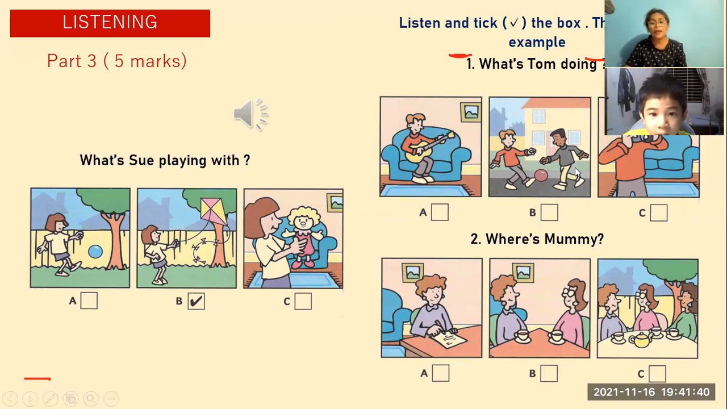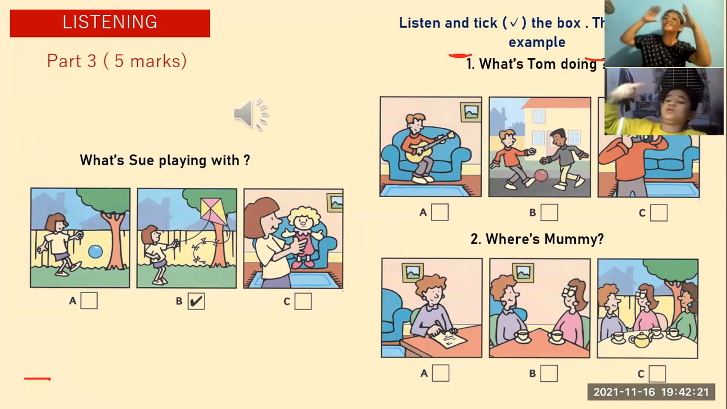This is A, B, and C. You listen and check. Number one, example: what is Sue playing? Look at letter B. Sue is playing a kite. Yeah, it's a kite. Number one question: what is Tom doing? Playing guitar? Football? Taking a picture? Oh, that's taking a picture.